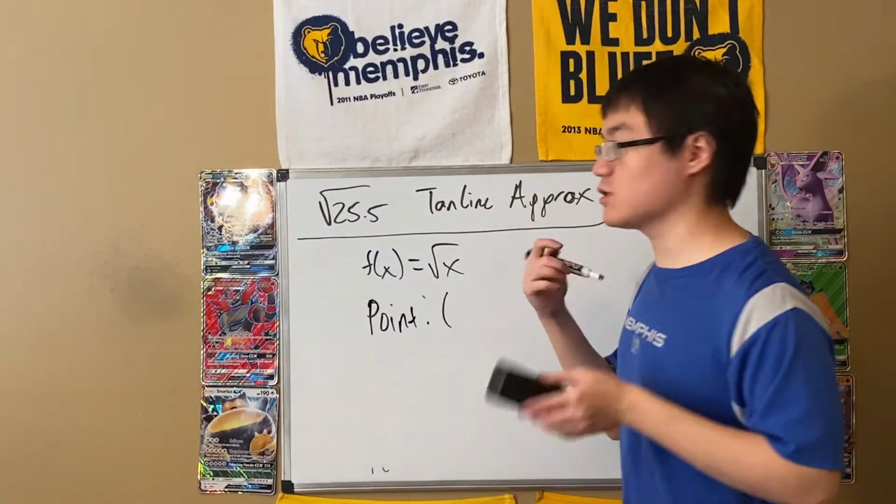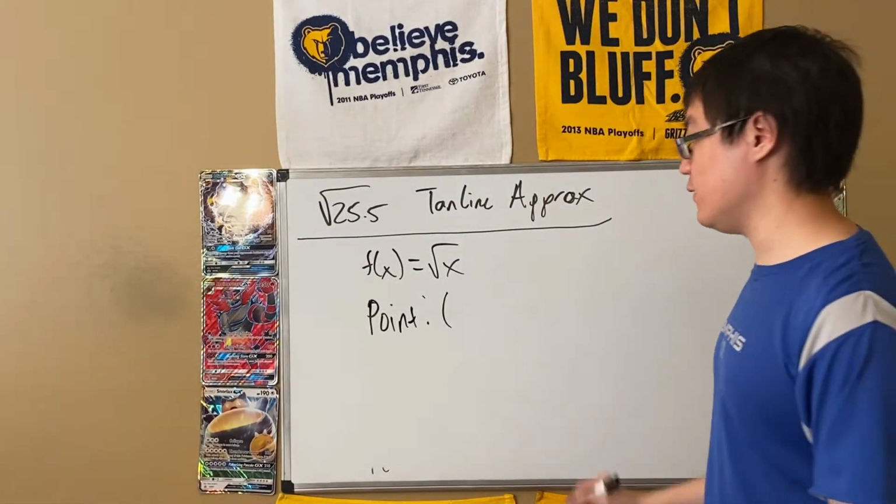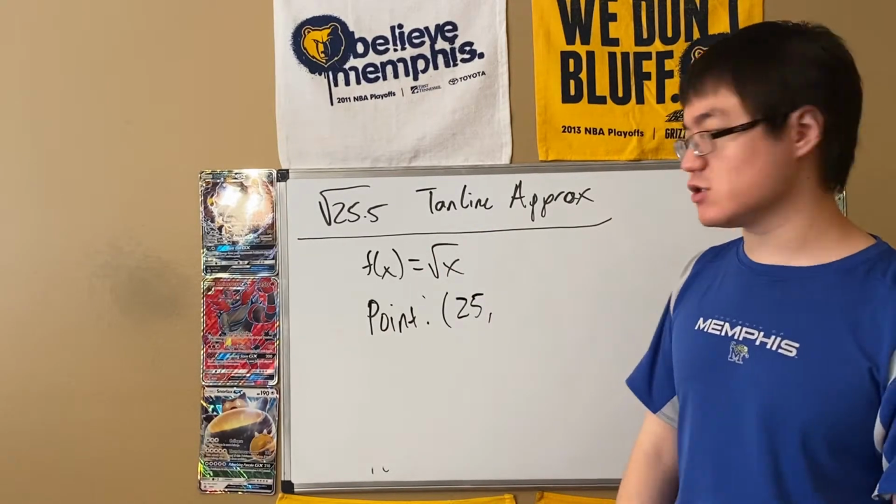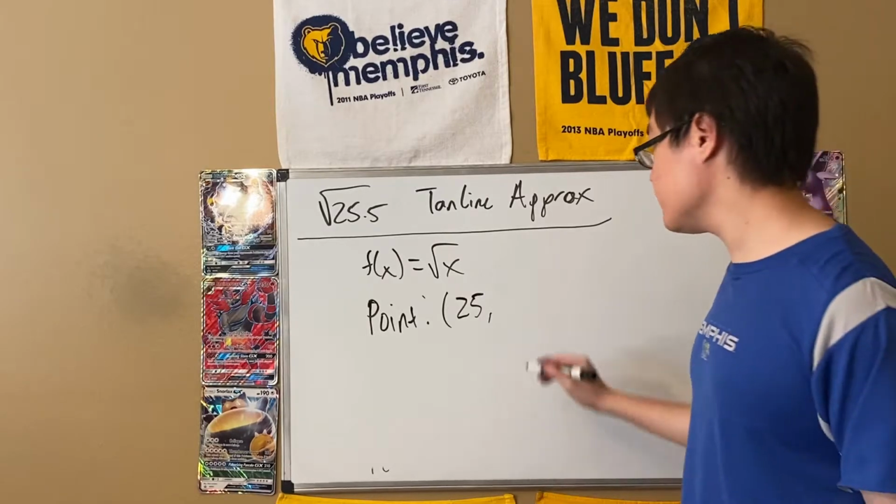Whose square root do you know that's close to 25.5? Of course, it's 25. So we have 25. Then we need a y coordinate. Well, we're just going to plug into the function. Square root of 25, of course, is 5.